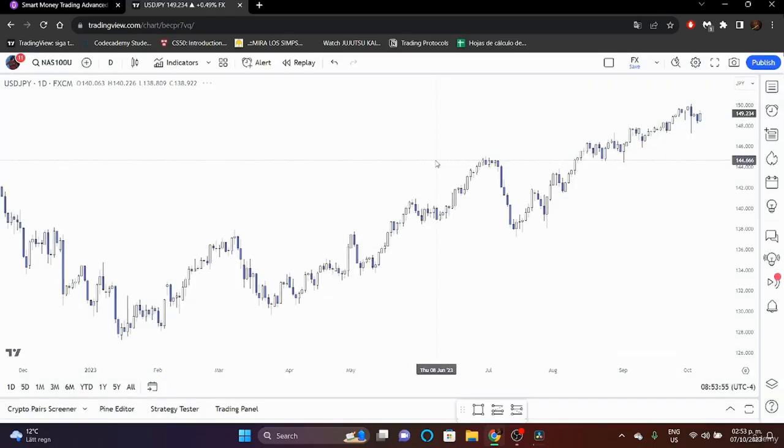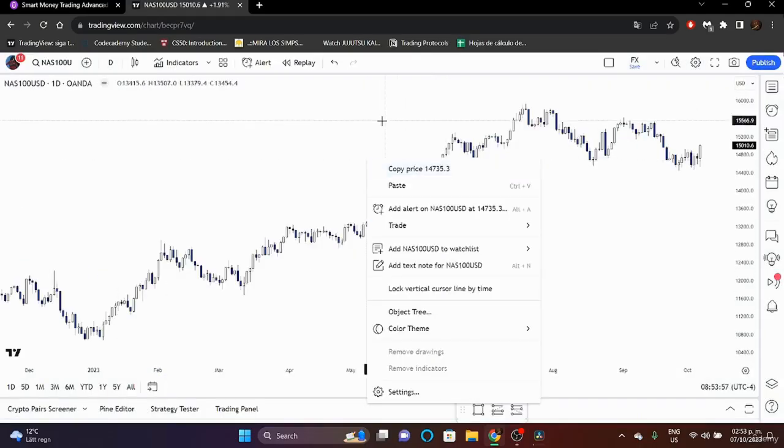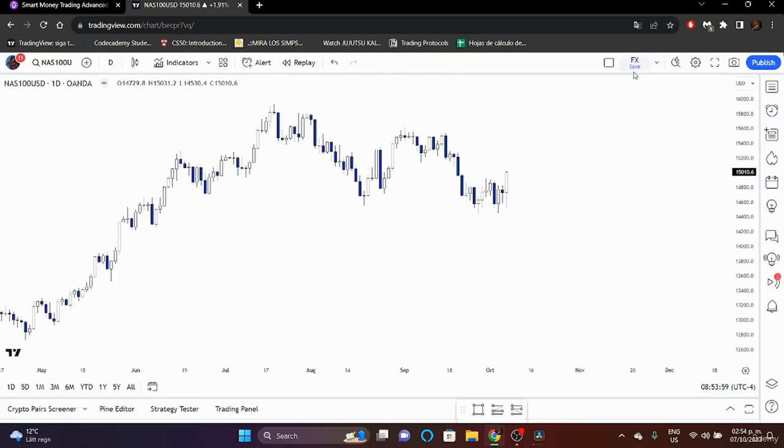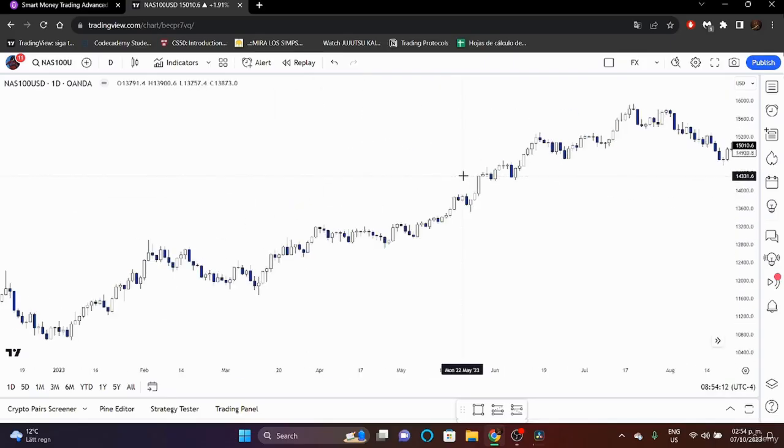Let's go to a chart like Nasdaq, okay? Let's go here so I can show it to you. For example, we have this right here, this price action. And let's look for one imbalance, okay?